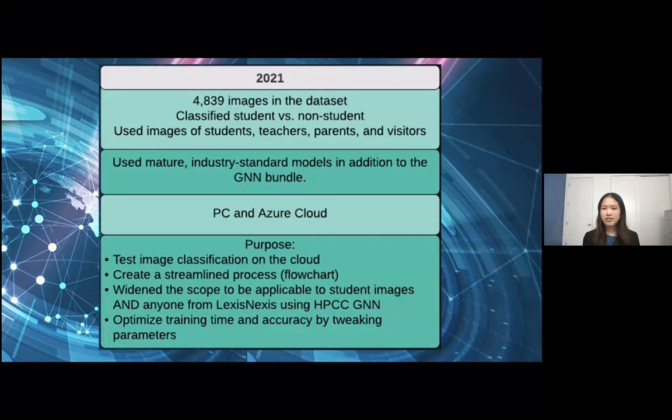So I obtained and classified images of actual students, teachers, parents, and visitors. And this made it more realistic and allowed me to test various models accurately by using a data set that represents actual images that our robot would capture.